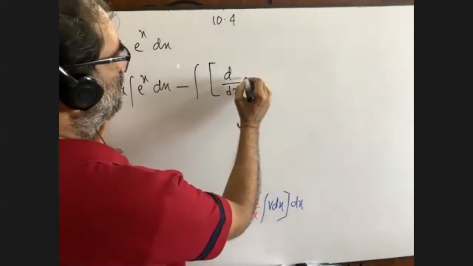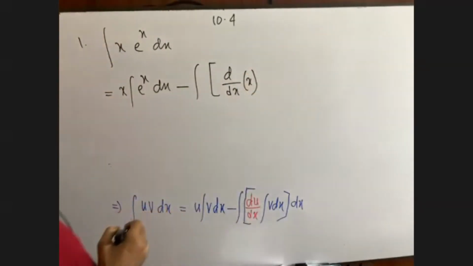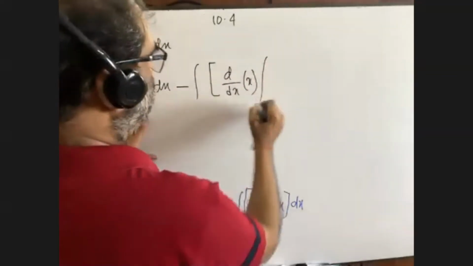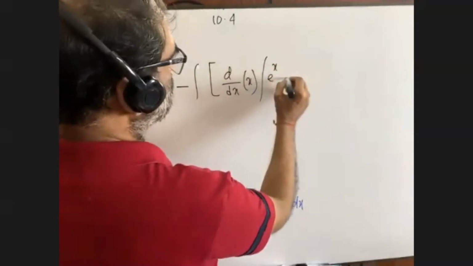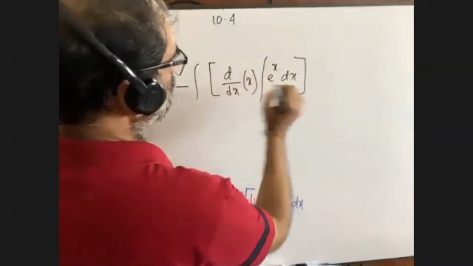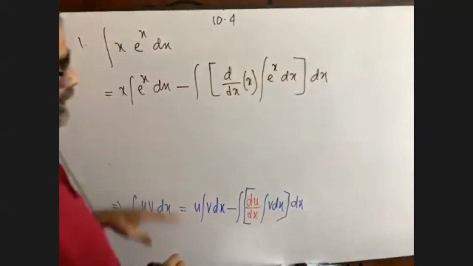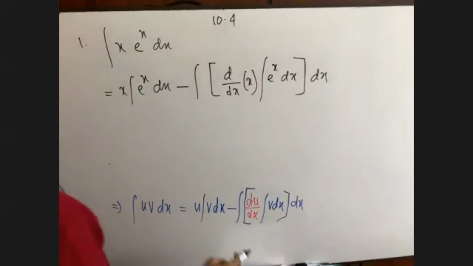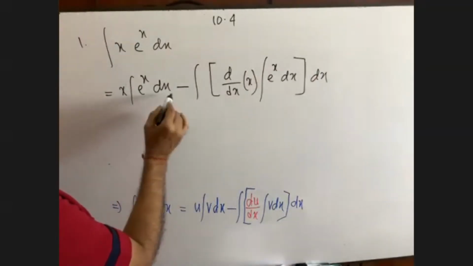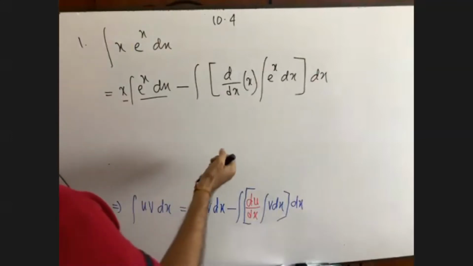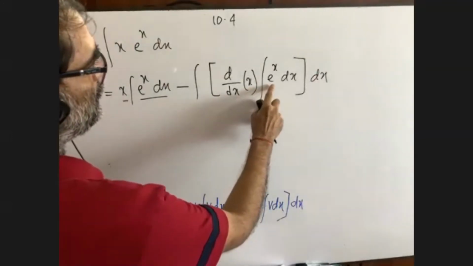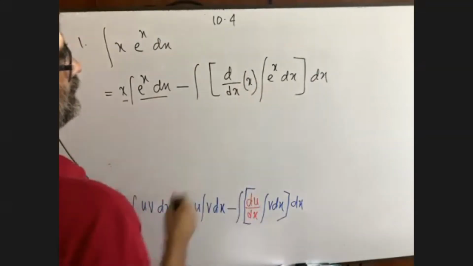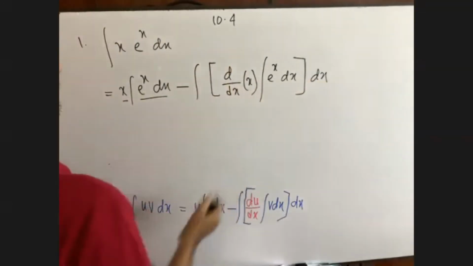U means x, so we write x here. Du by dx, this part. Again, integration sign v dx, v dx means e^x dx, close the bracket, again dx. Now according to this formula, have I put it correctly or not? This part is u, ∫v dx, and d by dx of u here.